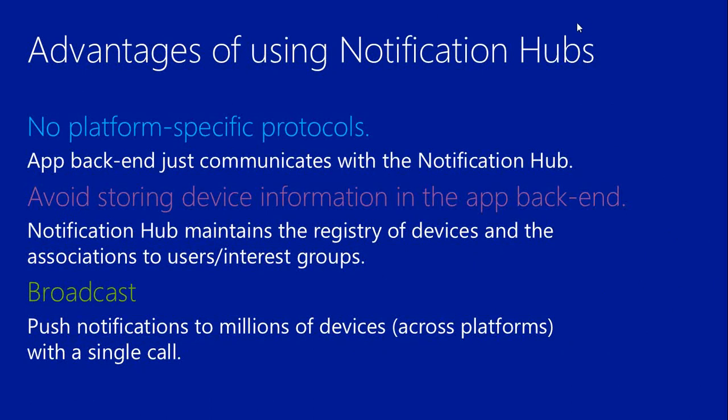So the first one, which is no platform specific protocols, is self-explanatory. Like, app backend has to communicate with the Notification Hub only. It doesn't have to communicate with anybody else. Avoid storing device information of the app backend. Because there's a Notification Hub and it maintains the registry of the devices and the interest groups, the backend is totally free. Third, broadcast, which is push notification to millions of devices across platform with single call from the app.